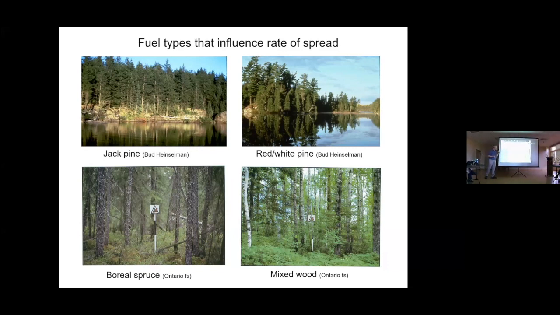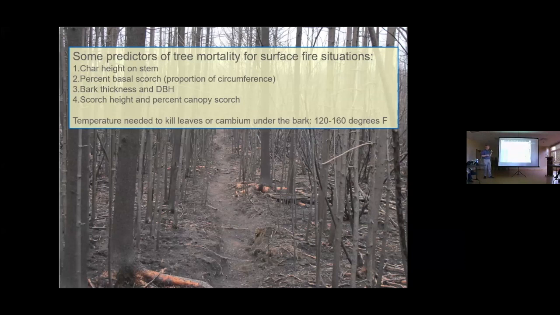So some predictions of actual tree mortality now, if we go down to the individual tree level. Why do they die? How high is the char on the stem? This is from the Pagami Creek fire, and the char goes all the way up to the top of all these trees. It was a 300-foot flame length. You could actually see the flames on a satellite image of that fire when it made its big run of about 17 miles in 6 or 7 hours.